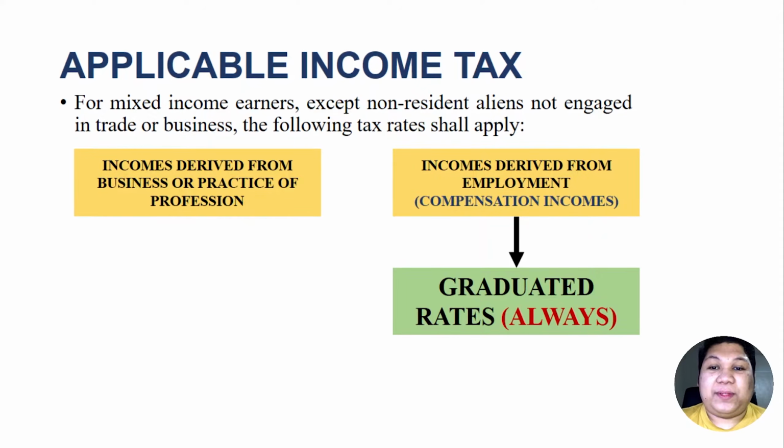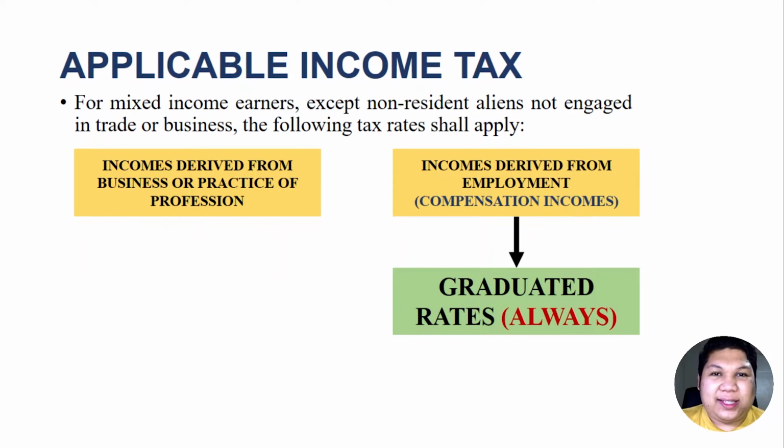While those incomes derived from business or practice of profession, if aside from being employed, you are also doing your own business or practicing your profession. For example, while being an employee, you also do online selling or you also do professional work for your clients if you are an accountant or an engineer, or sidelines.